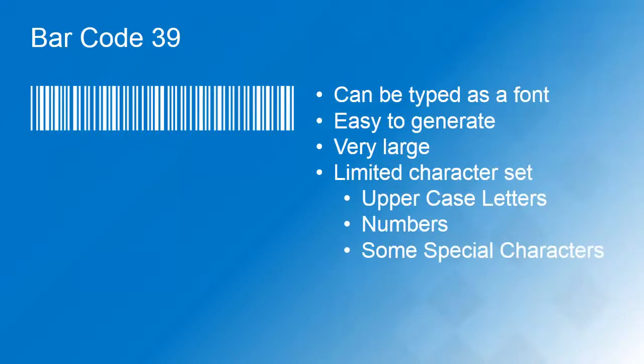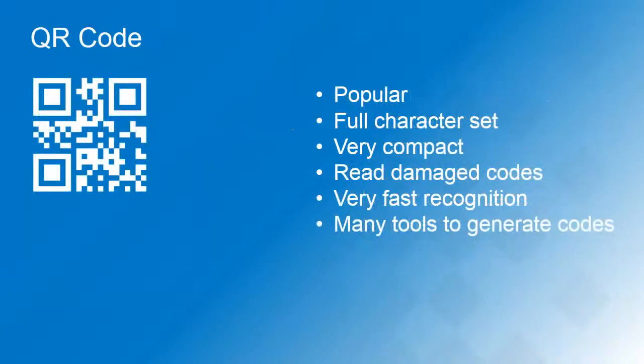Barcode 39 has been around since 1974, but these barcodes are still popular because you can easily produce them by using a barcode font. However, they take a lot of space on your documents and only support a limited number of characters. QR code is the new barcode standard, and if you're a smartphone user, you probably have scanned some of these codes with your phone to load a web page or enter a new contact in your address book.